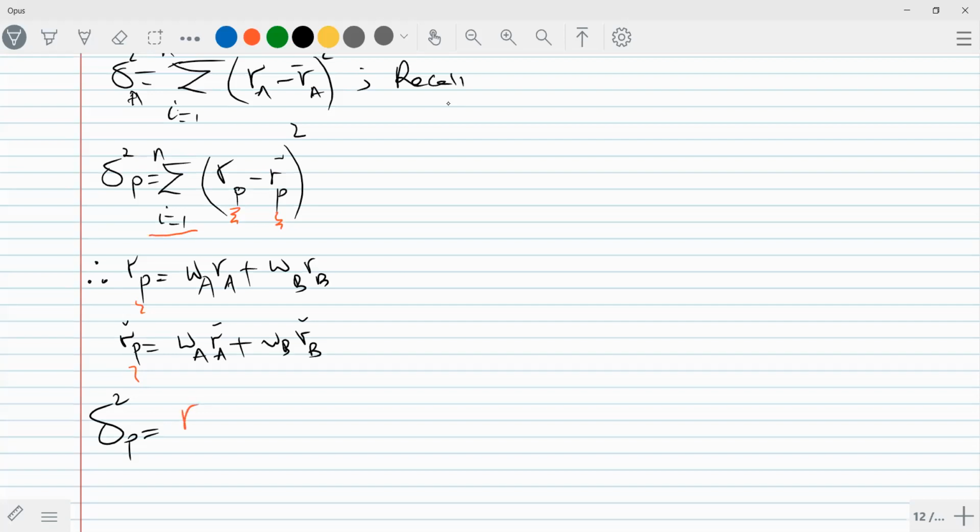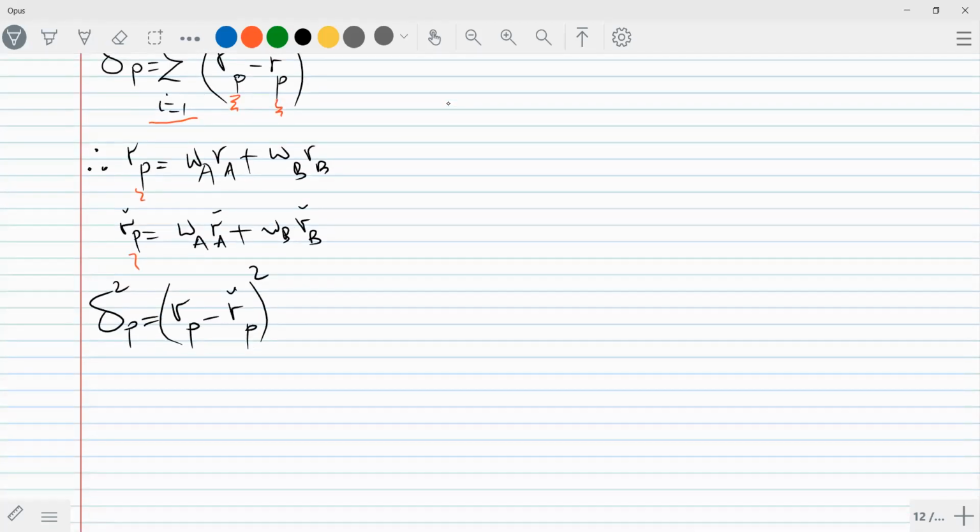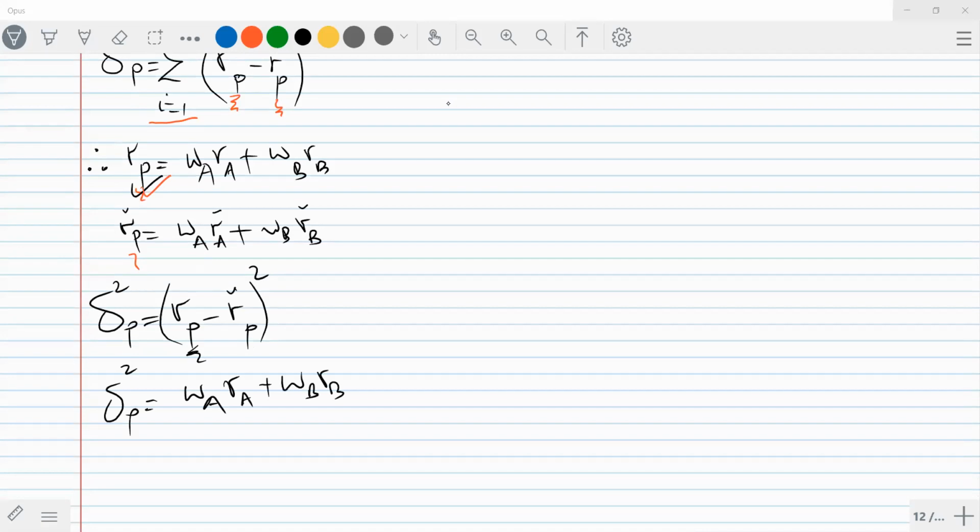If I drop it, this is how I'll end up with my equation: the return of the portfolio minus the mean return of the portfolio, squared. The return of the portfolio we have here, so it will be equal to the weight of asset A, return of asset A, plus the weight of asset B, return of asset B. This is the first term to our equation.